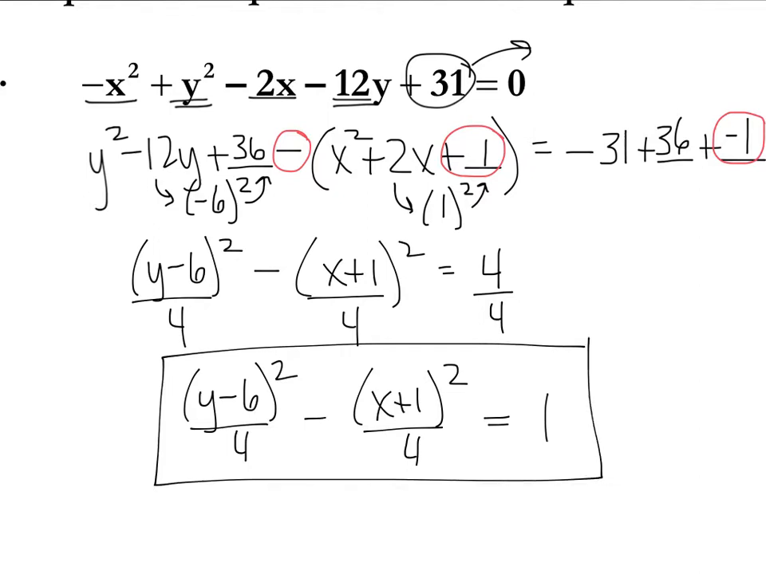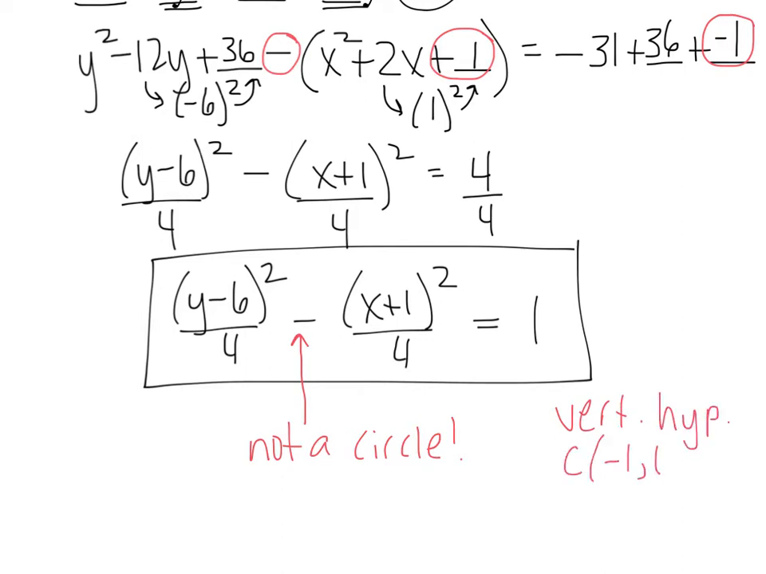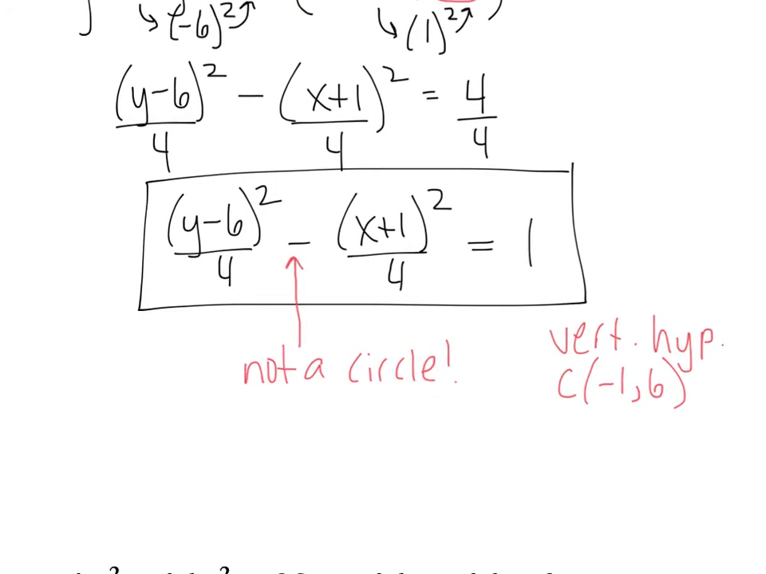And so one thing that some of you might be thinking, hey, does that make this a circle? Not a circle, my friends, because of this minus sign right here. Not a circle. Okay, so it's actually a vertical hyperbola. It's a vert hype. The center is negative 1 comma 6. Be careful of that switcheroo. And then just the vertical hyperbola just means that it looks like this. Okay? So not a circle.